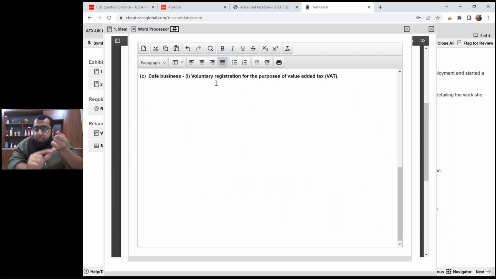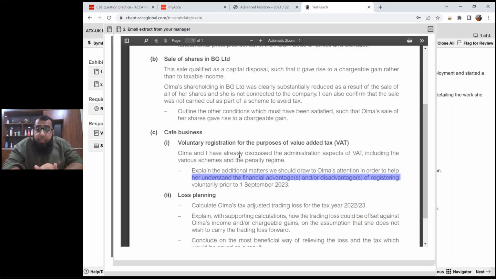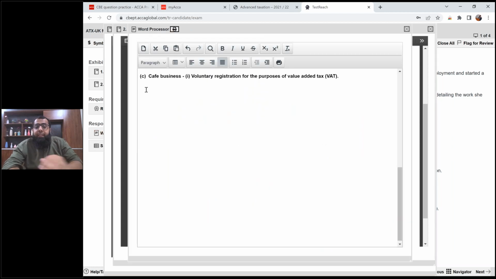Like some wrote about penalty, you shouldn't be writing it. Some students wrote about administrative burden, you shouldn't be writing it. Why? Because he wrote it here clearly that I've already discussed the administrative aspects, various schemes and penalty. We have to discuss the additional matters. And some students were confused about the purchase of zero rated raw material. When you purchase a zero rated raw material, listen to me, you don't pay any VAT on it. And lastly, you have to discuss the financial advantages and disadvantages only. Okay, so let's discuss it.